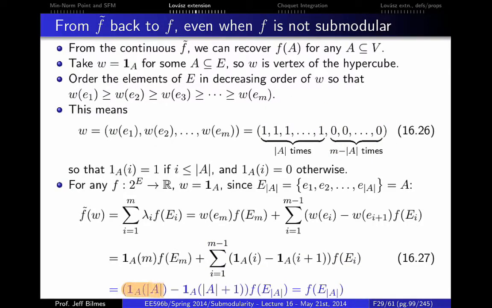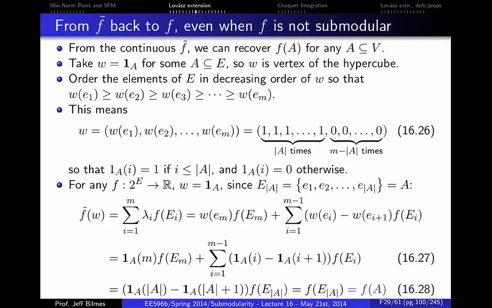Which is 0 minus negative 1, which is 1. And so we just get f of e evaluated at a. But we know what e evaluated at a is, or in other words, the ordering in this chain. We get the size of a position in that chain, which is just equal to A. So therefore, f tilde of w is equal to f of A.